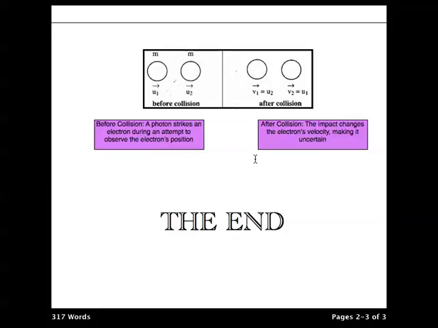And this is just an overview of what we have done in chapter 5 over the atoms. And that is the end of that.